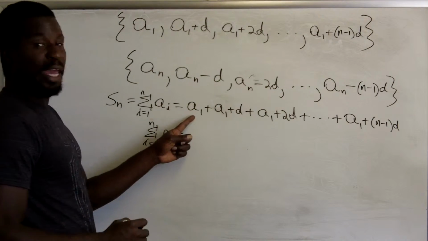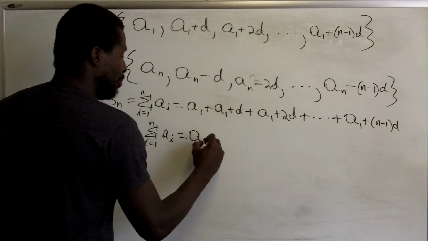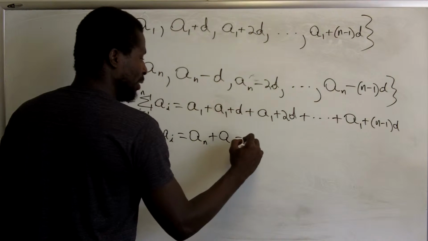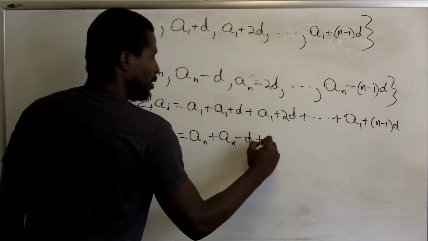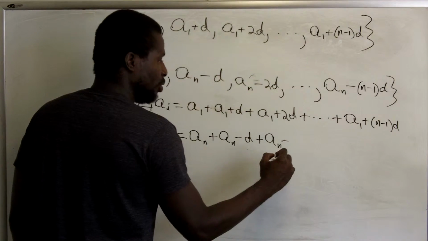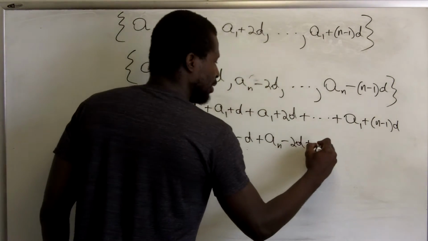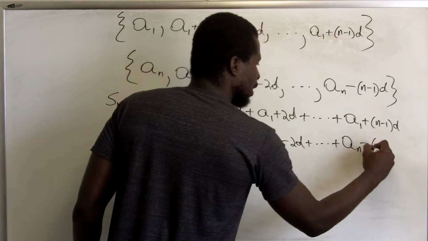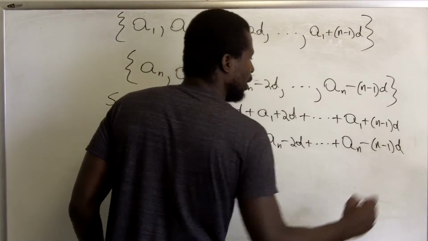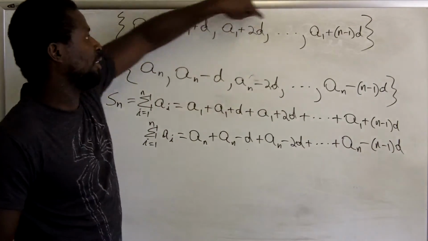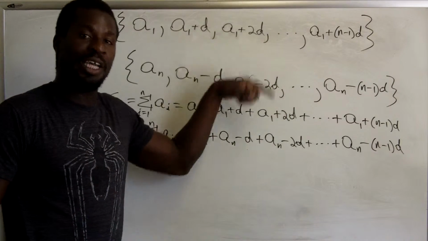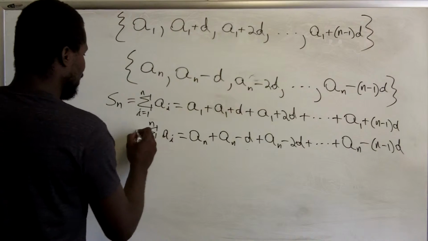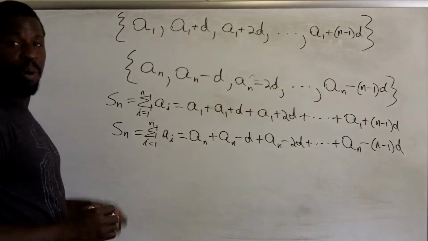You could, instead of starting with a1, start with an, the last term, and subtract d each time. So it would be an plus an minus d plus an minus 2d plus ... plus an minus (n minus 1)d. So I'm just adding this and I'm adding this, but they're both the same thing, just different representations of the same set of numbers. So this is also Sn, the nth partial sum.